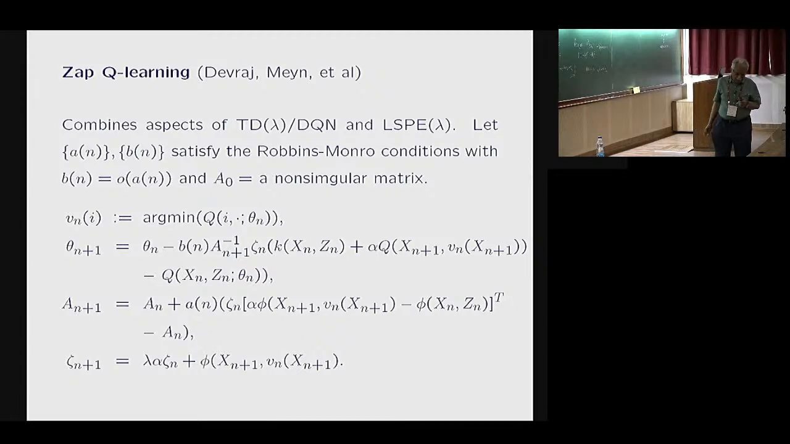This is another algorithm by Sean Meyn and his team, and I think a couple of others. He called it ZapQ learning, and it's quite long. Just want to point out some analogies. One is that it has the Newtonian kind of object, like the LSPE algorithm, which I did not describe. That's due to Bertsekas and Yu.